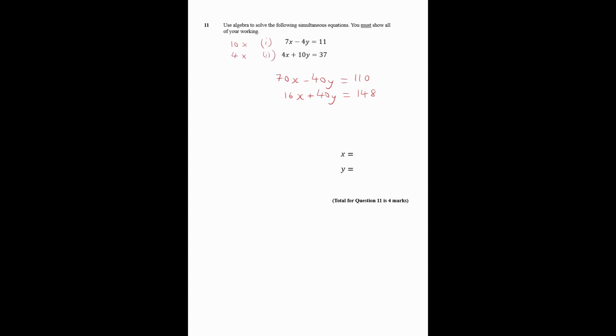The y coefficient is the same magnitude, they're both 40, but one's negative, one's positive, so I'm going to add the two to eliminate. 70x plus 16x is 86x. The y's will cancel. I'm then going to get 148 plus 110, which is going to give me 258. Dividing by 86, I'm going to get the answer x equals 3.